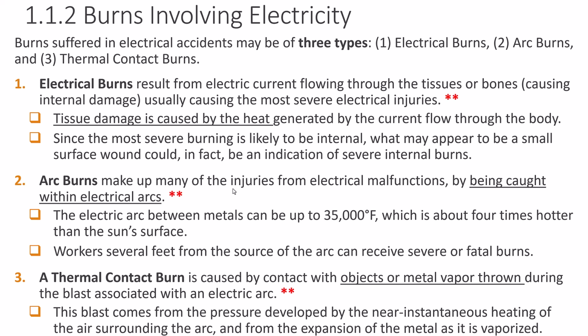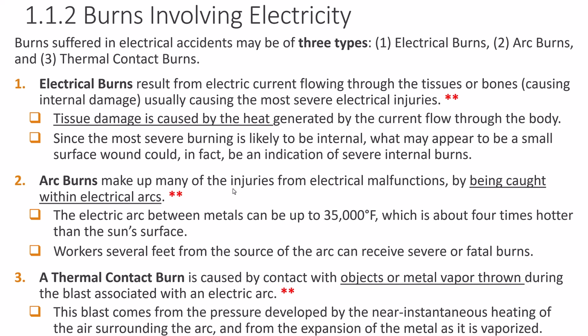Arc burns is where you're caught in the middle of an arc, so it's conducting through you. So there's an arc in midair. This arc is coming through you. And so that arc can be, in industrial equipment, up to 35,000 degrees Fahrenheit, which is about 4 times the temperature of the surface of the sun.